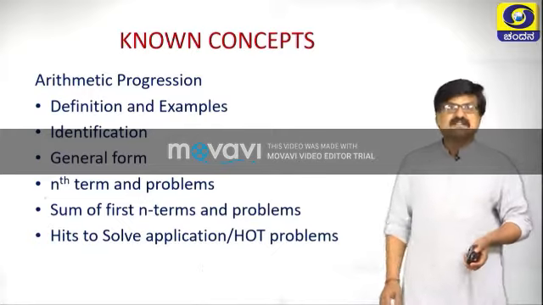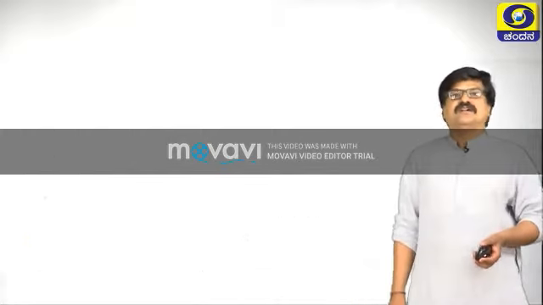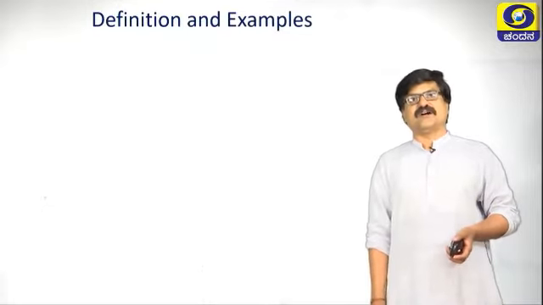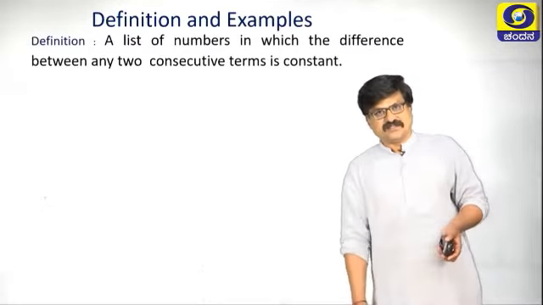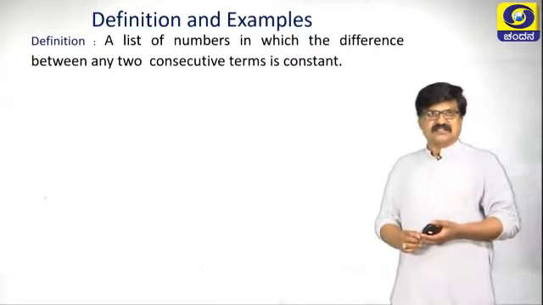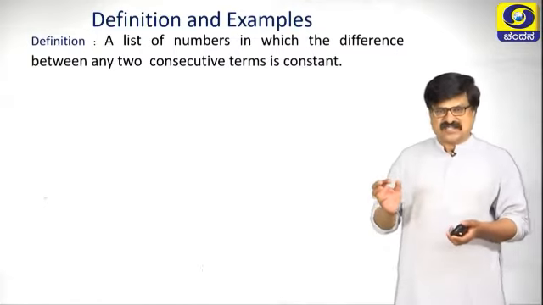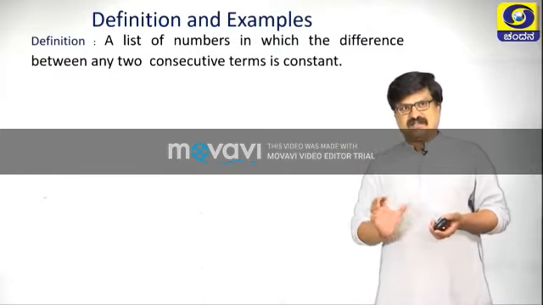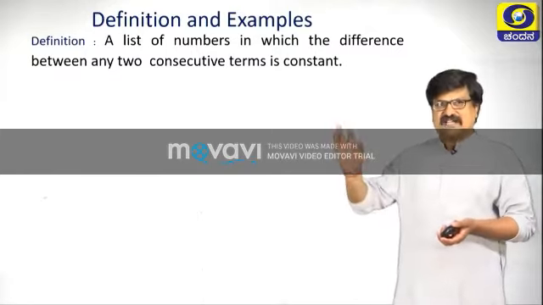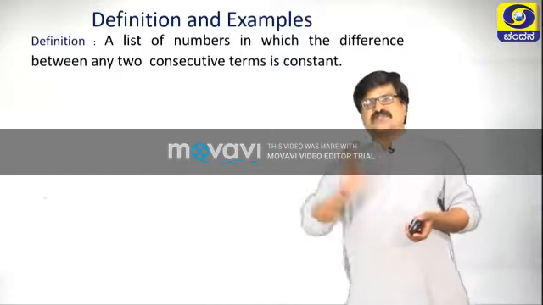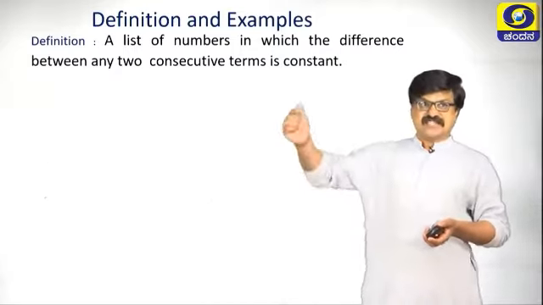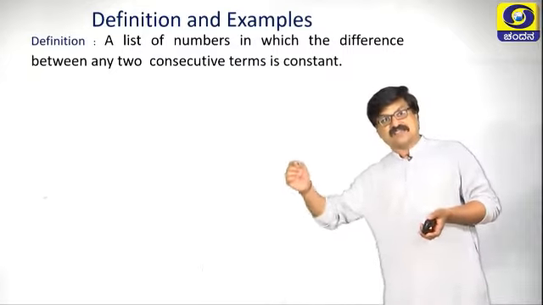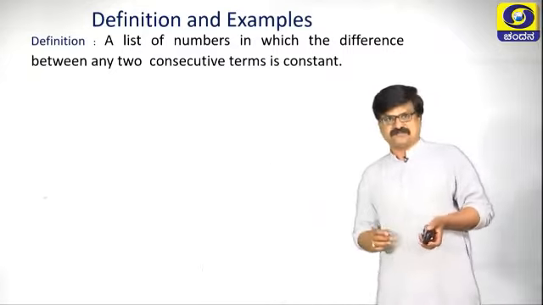Let us take the first concept, definition and example of arithmetic progression. My dear students, arithmetic progression is a list of numbers where if you take the difference between any two consecutive terms, if that difference is constant, then such a list of numbers is called arithmetic progression.